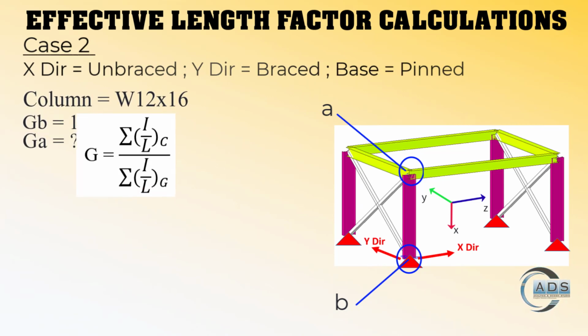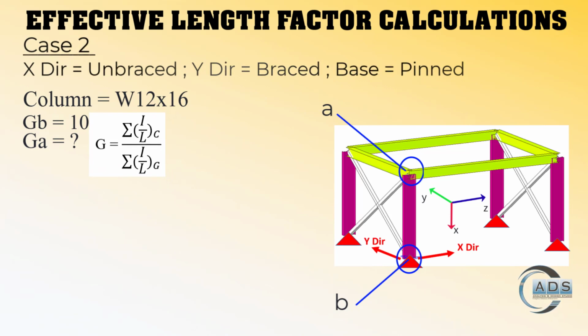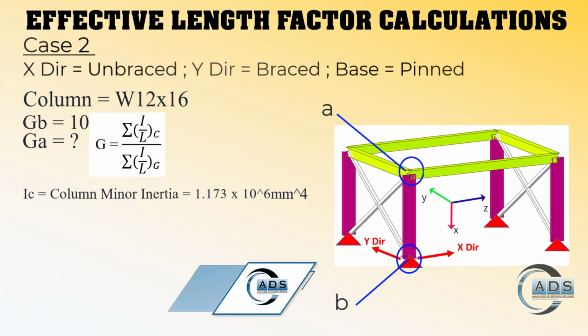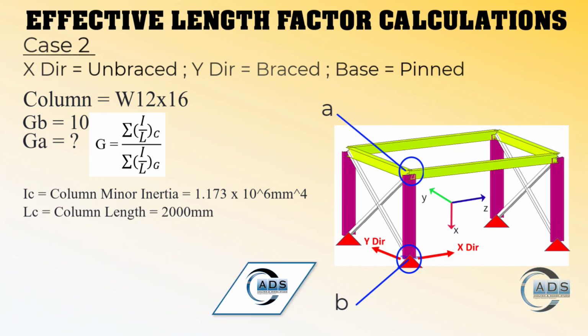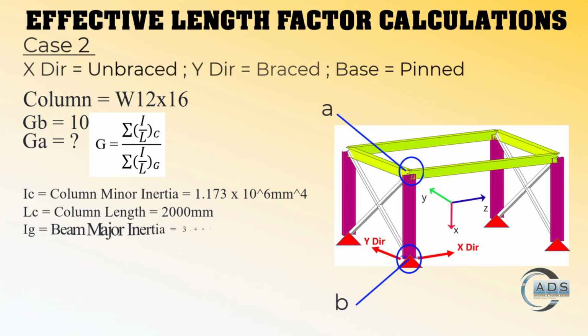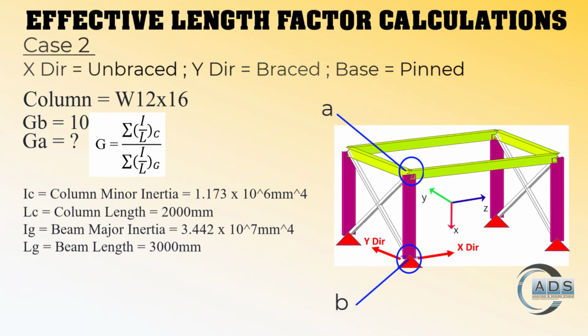For GA, we use the same equation in which IC is the moment of inertia of the column about its minor axis now and its value is this. LC is the length of the column that is the same 2000 millimeters. IG is the moment of inertia about major axis of the beam and its value is this. LG is the length of the beam and in this frame it is 3000 millimeters. When substituting all the values in the given equation, we get GA as 0.05.